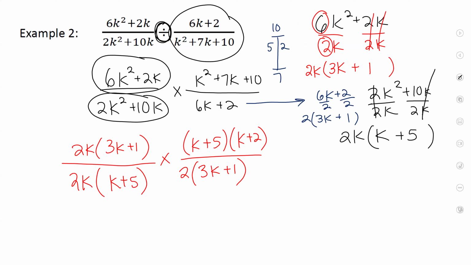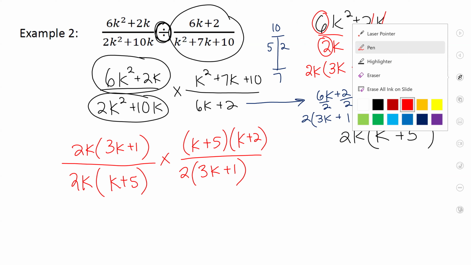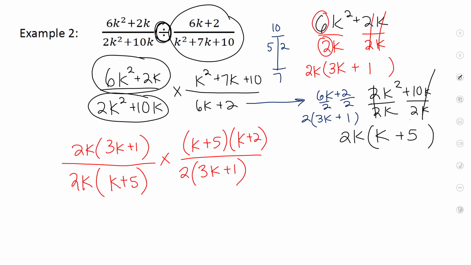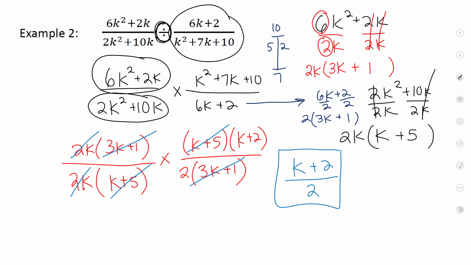All right, guys, we're ready to cancel stuff. Yep, this definitely cancels. 3k plus 1 and 3k plus 1. K plus 5 and k plus 5. 2k and 2k. What's left? K plus 2 on the top and a 2 on the bottom. This is your answer.